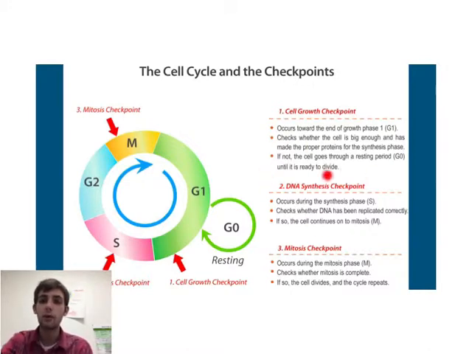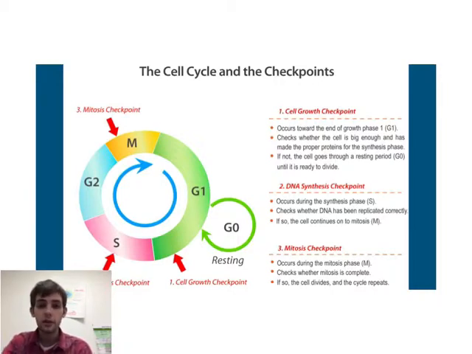The second checkpoint is what's known as the G2 checkpoint, which occurs right after the synthesis phase. This is going to make sure that the DNA was replicated properly during DNA replication. And if it was, the cell will continue on into mitosis.